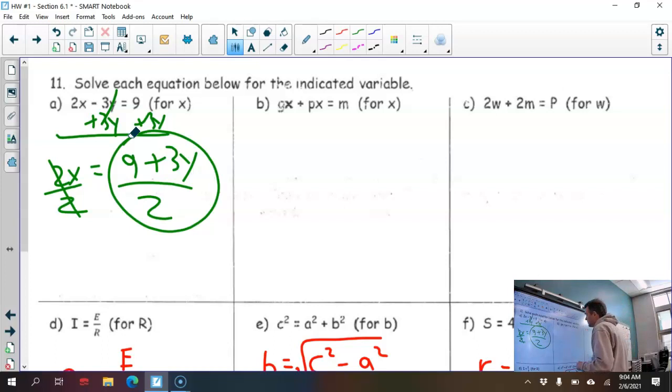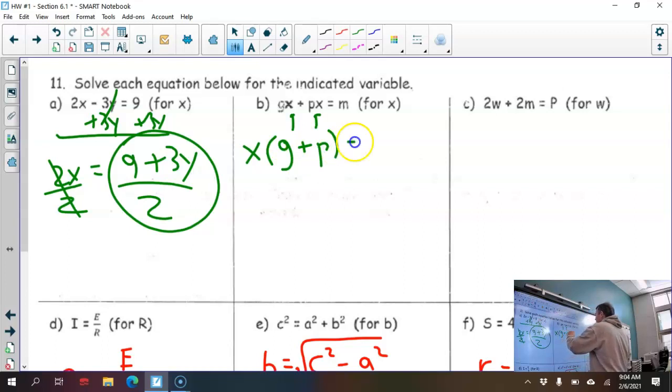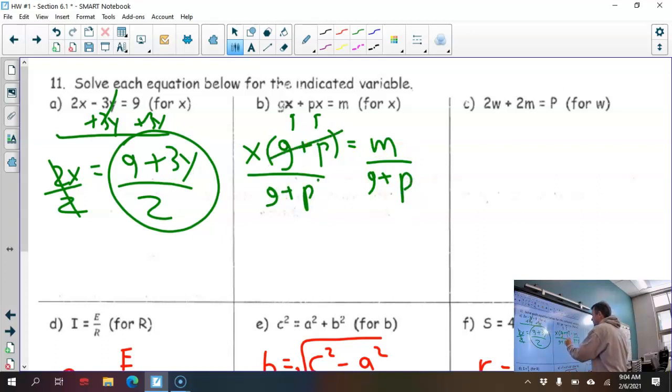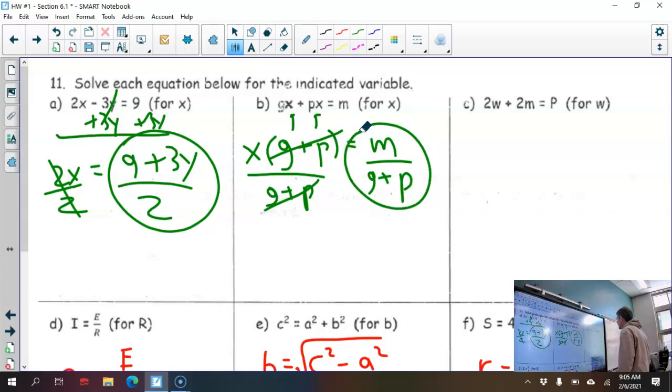This is a tricky one, letter B. When the x is in 2 different terms, I need to factor out the x, right? Undistribute the x to get it by itself, right? Undistribute. Then you can divide both sides by g plus p, and that cancels out the g plus p, and you have x equals your answer.